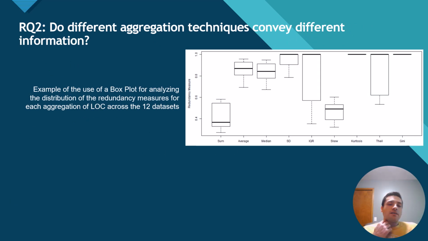For the second research question, do different aggregation techniques convey different information? They presented several different box plots in their research, and I just wanted to show an example because it's a topic that we talked about in our class, so I want to show how that related to what we're learning. Essentially, this box plot here is used to analyze the distribution of the redundancy measures for each aggregation of lines of code across the 12 data sets.